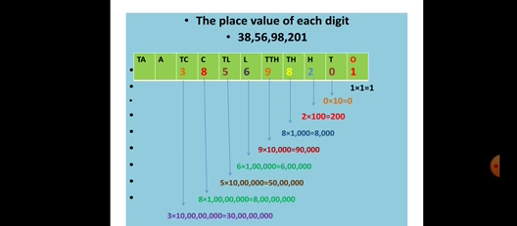Now look at this example, the place value of each digit. This number I wrote in a place value chart. Students, you write the numbers in a place value chart. So we find the place value. It is very easy to find the place value.